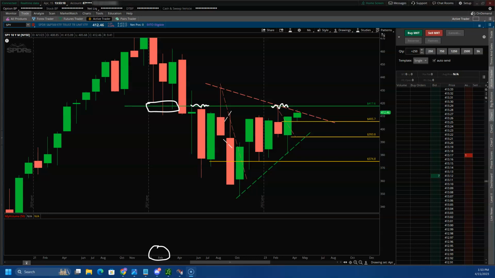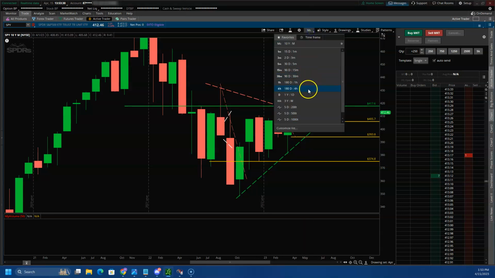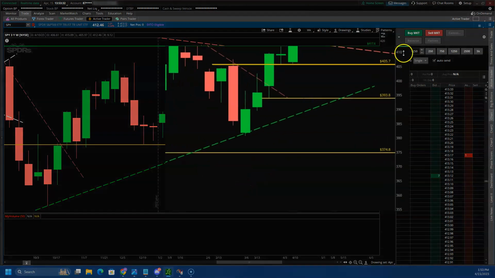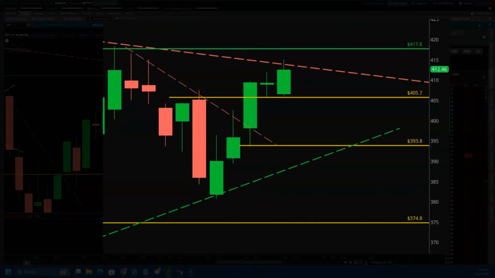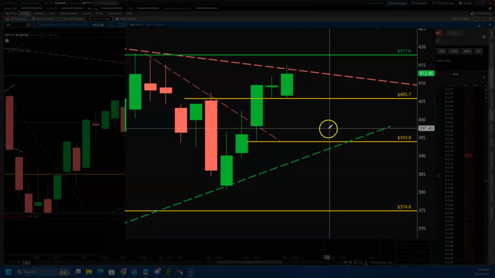That's why maybe it's taking some time to get above that, or to decide whether it wants to break out or not. So, weekly view, still higher highs. Overall, no bearish week. Higher highs, that's fine as well. 405.7 is our reference point.